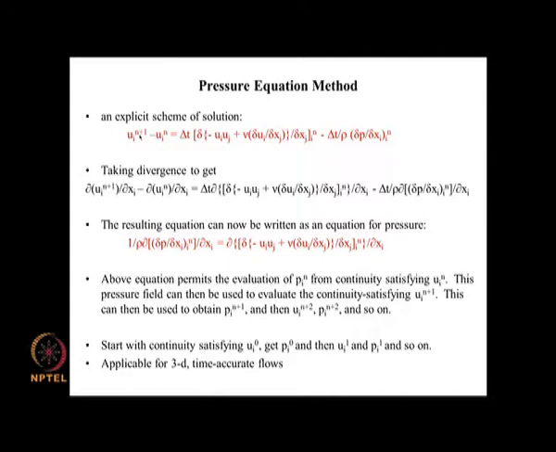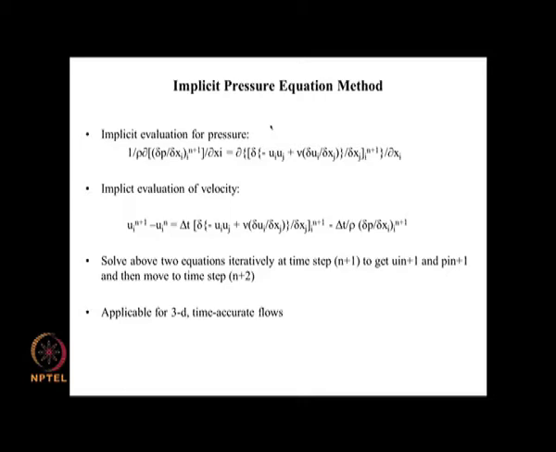You get this un plus 1, immediately go on to get pin plus 1, and you are not coming back to un plus 1, you are going to un plus 2 in this case. Whereas in the case of the implicit pressure equation, you are solving this equation here for pressure pin plus 1 with an assumed velocity field at n plus 1, and once you get this pin plus 1, we substitute here and solve this one to get un plus 1, and because now un plus 1 has changed, the pressure field also gets changed.